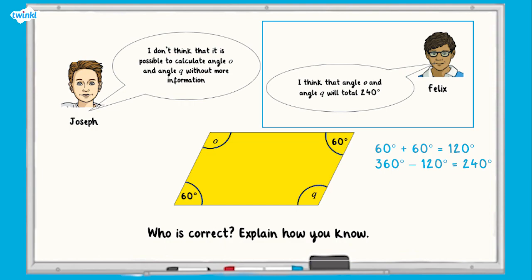The opposite angles of a parallelogram are equal. Therefore, to calculate angles O and Q, we need to divide 240 degrees by 2. Angles O and Q are both equal to 120 degrees.